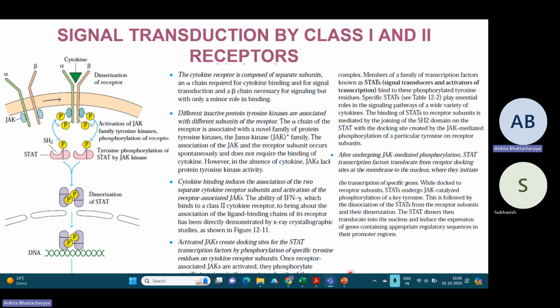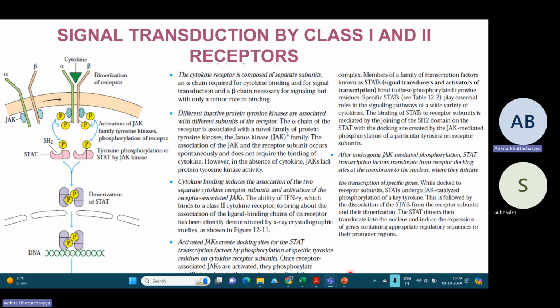Now, this is not very novel till date. Of course, it's an interesting area of research, but it has been around for a while. So, what we effectively understand here is that the effect of class 1 receptor binding to its ligand is leading to the eventual activation of the Janus kinase or the JAK-STAT signaling pathway. Now, JAK is for Janus kinase and STAT, of course, is for signal transducer and effectors of transcription. The association of the JAK and the receptor subunit occurs in a very spontaneous manner and it does not require the binding of the cytokine.